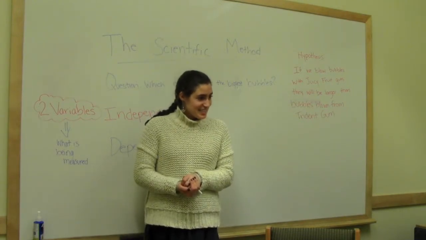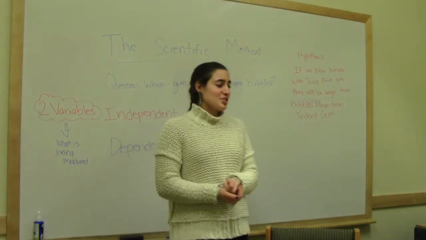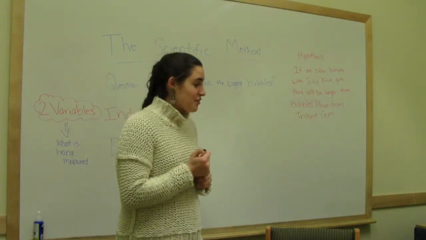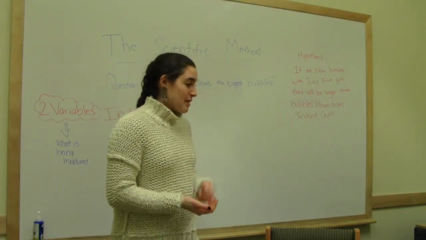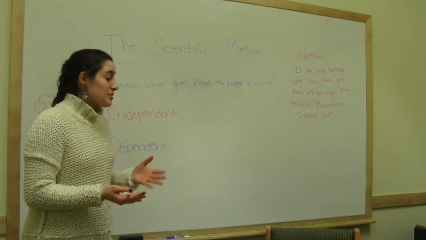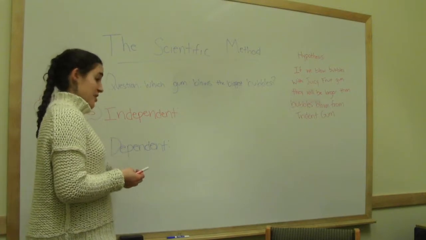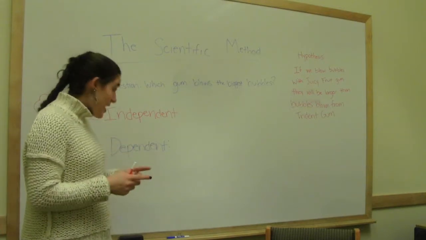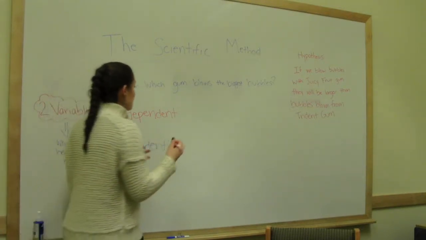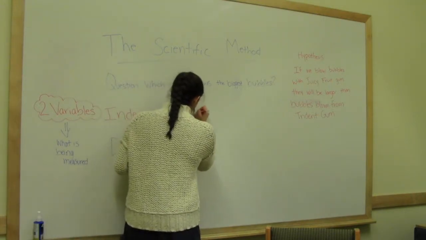Yes. That's what we're measuring, right? Yep, exactly. So you can find that on your sheet. We have the definition there. A variable is what is being measured. So there are two variables specifically that we will look at. An independent variable and a dependent variable. The independent variable is what the researcher is changing.